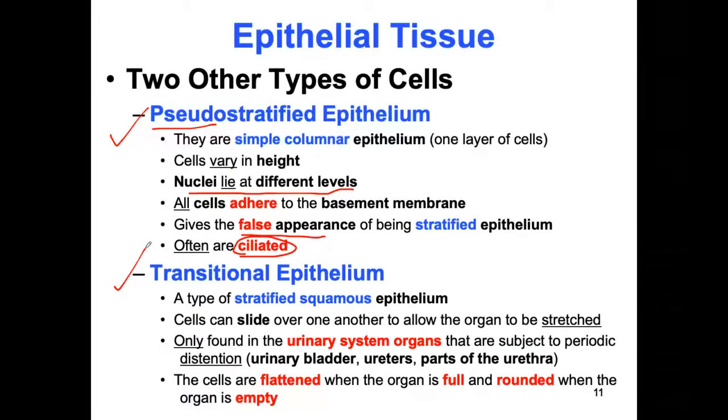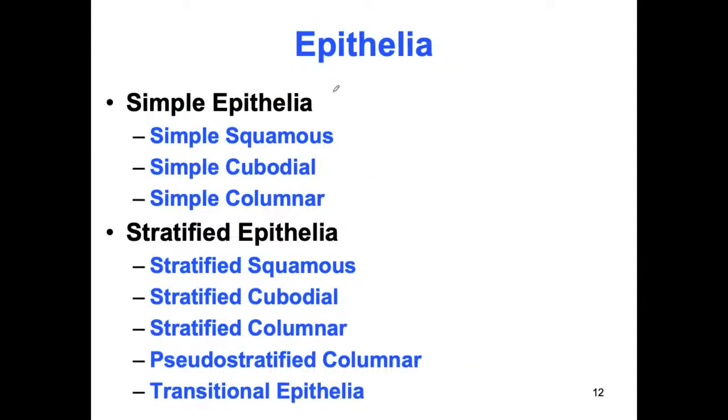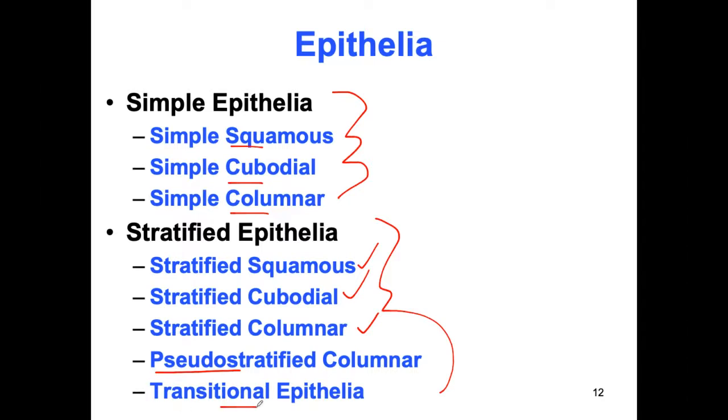The transitional, that was the balloon that I mentioned, how it can be distended or relaxed in parts of the body like the urinary bladder, the ureters, and even parts of the urethra. The cells can vary in shape. Again, the three different types of simple epithelium are simple squamous, simple cuboidal, and simple columnar. The different types of stratified are stratified squamous, stratified cuboidal, and stratified columnar. Then we have the pseudostratified, and we have the transitional. Those would be under stratified.